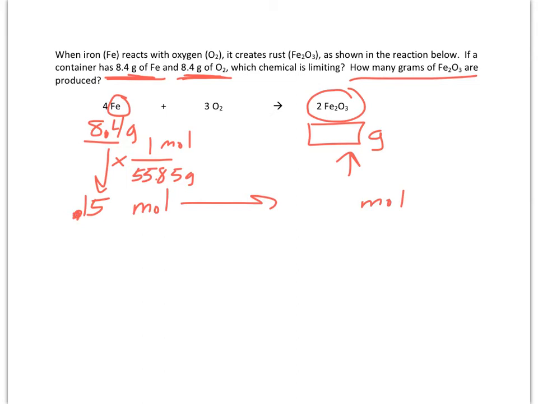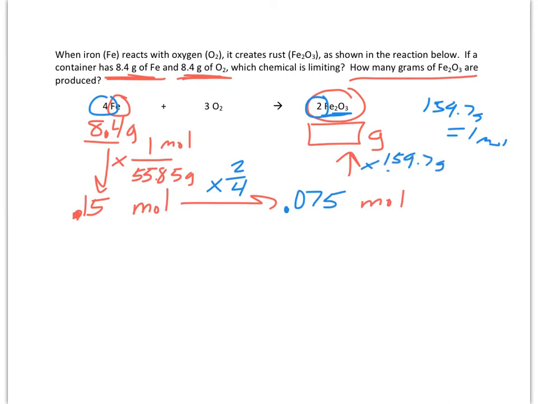Now to go from moles to moles, I look at the number. So for iron, it's 4 to 2, so it's getting smaller. So I multiply by 2 over 4, that fraction, to make it smaller. So that's going to give me 0.075 moles of Fe2O3. Then I add up the molar mass of Fe2O3, which is 159.7. So there's 159.7 grams in 1 mole of Fe2O3. So I will end up multiplying by 159.7 grams for every 1 mole. So if I have 0.075 moles, that times 159.7 gives me about 11.98 grams. Okay. So I have enough iron to make 11.98 grams. So I've checked this box.